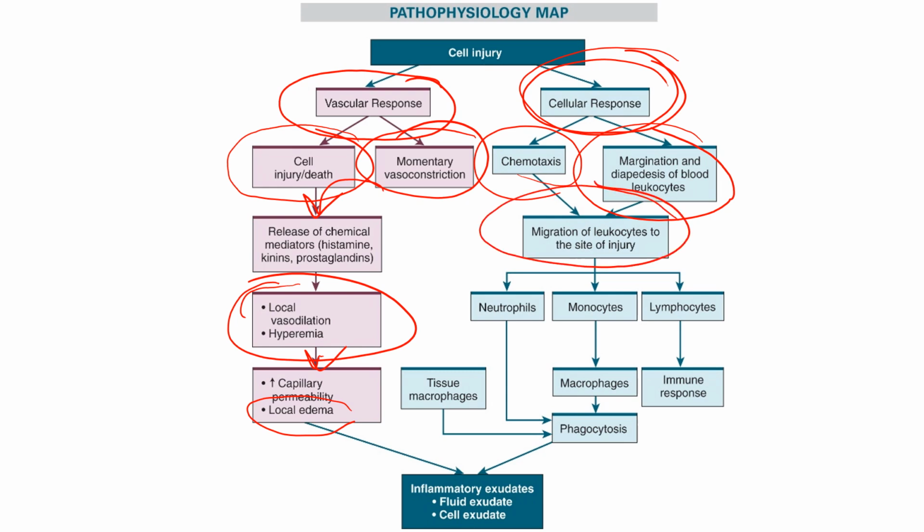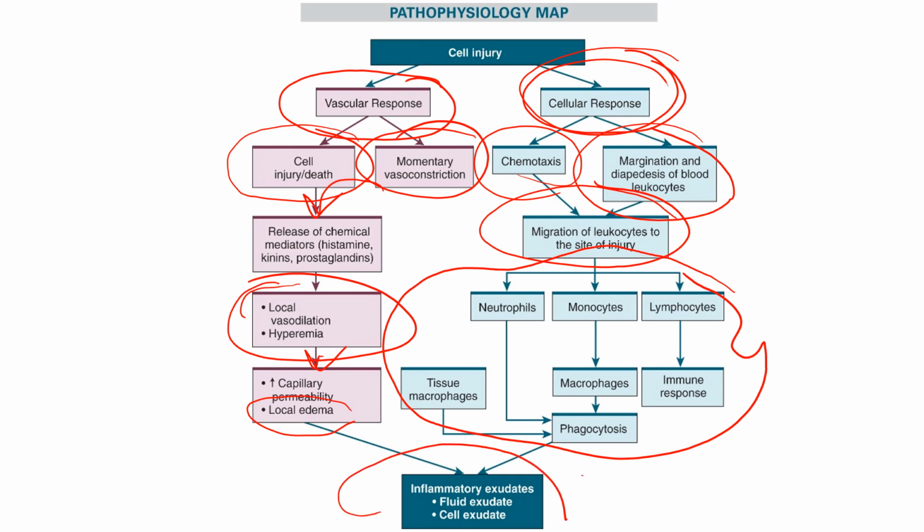There are several types of white blood cells, all with a different job. So all of these guys are part of our immune response. Okay, some clean up, some engulf pathogens, and then both of these pathways will lead to the next step, which is inflammatory exudates, which we're going to talk about.